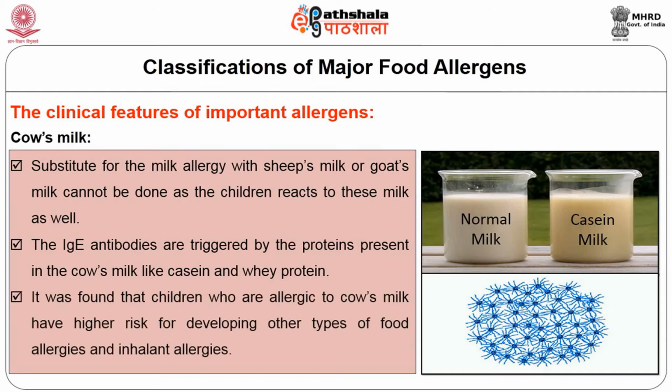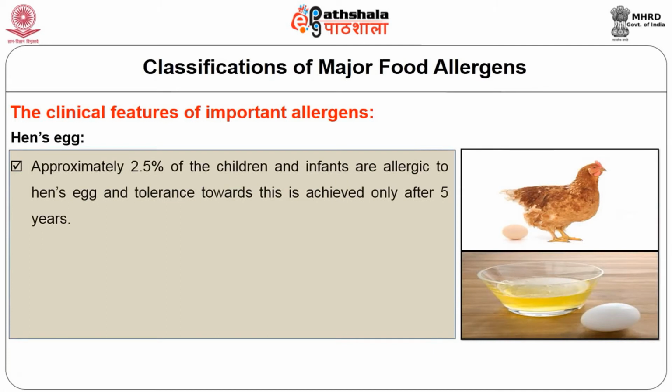It was found that children who are allergic to cow's milk have a higher risk of developing other types of food allergies, and inhalant allergy also. Allergic reactions are not life-threatening to infants and children. Approximately 2.5% of children and infants are allergic to hen's egg, and tolerance towards this is achieved only after 5 years of age.